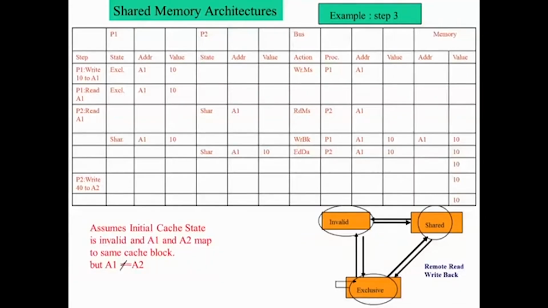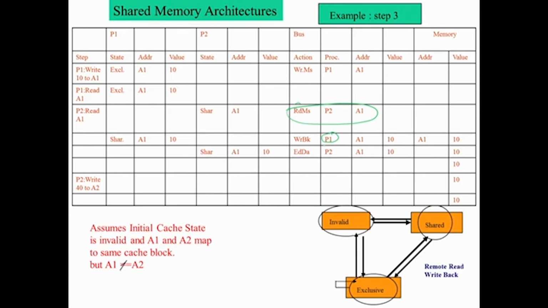Now P2 tries to read A1. When P2 tries to read A1, what will happen? Let us be very careful, let us note it here. It first finds a read miss for A1. It is trying to read A1, it is in the invalid state, so it puts on the bus that I am having a read miss and I am trying to read A1. Correct? Now what will happen?